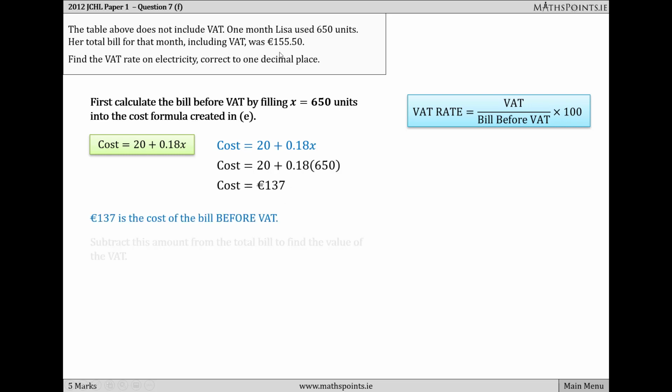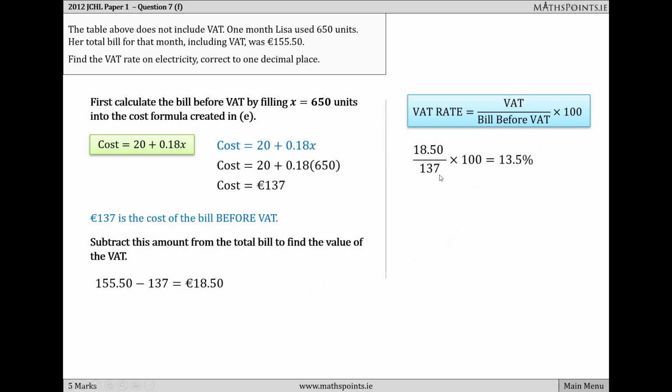So we're going to take the 155.50, the total bill for the month including the VAT, and subtract 137 euros, the price of the bill before VAT, and that will give us a VAT value of 18 euros and 50 cents. If we come back up to our formula and we sub 18.50 in for the VAT and 137 euros in for the bill before VAT and multiply it by 100 to turn it into a percentage, we get that the VAT rate is 13.5%.